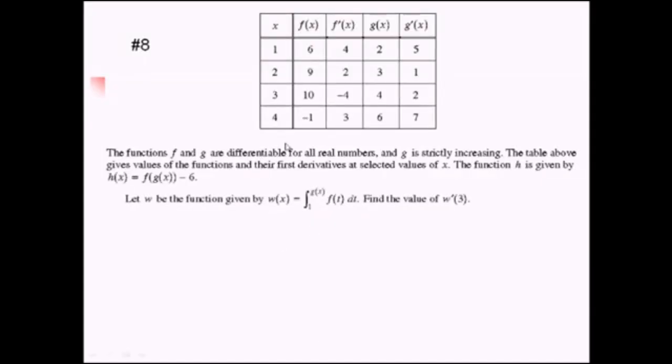On this problem, we have the functions f and g differentiable and strictly increasing with a bunch of values for f and g in this table. We've also got this weird h function that we don't end up using in the problem. This was one of many parts of a multi-part problem that I got this from. So we've got w as a function given by the integral from 1 to g of x of f of t dt. Based off of this, we want to find w prime of 3.